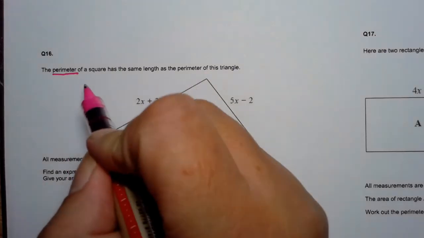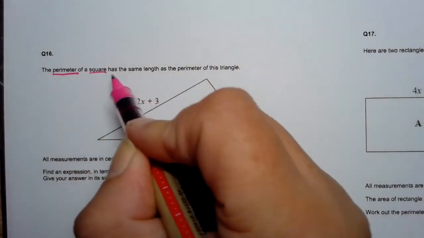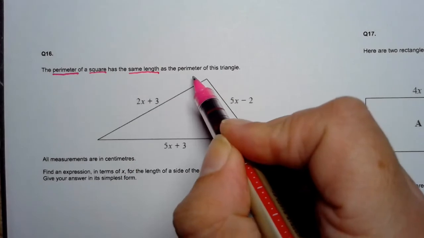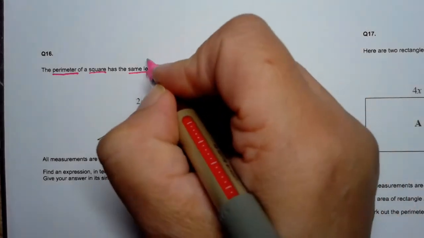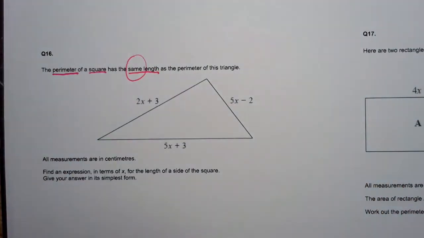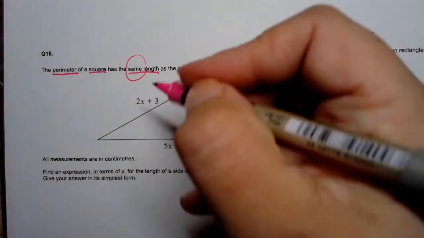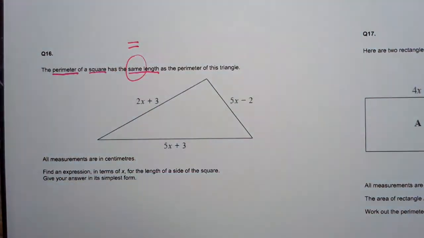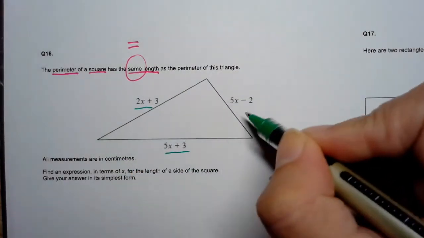And you're told that the perimeter of a square that they haven't given us has the same length as the perimeter of this triangle. What does the same mean in maths? Well, it means equal. So that is a hint as to an equation and how you might construct it. Now you get marks for this for coming up with different things. So we know that we're looking for a perimeter, and we would find a perimeter by adding all of the side lengths together. So that's this and this and this.